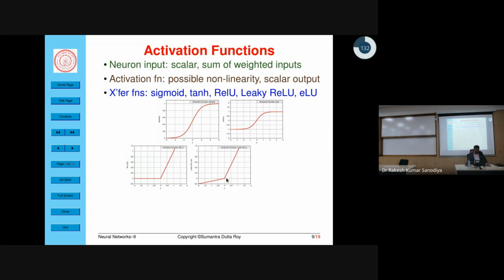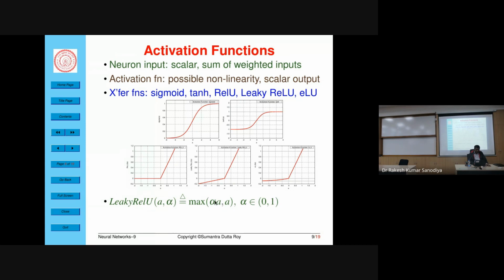This is what is called leaky ReLU. That is, if the input is negative, don't take the output to be 0, but take it with a slight slope. This is the definition: max of alpha a comma a, where alpha lies between 0 and 1. And this is what is called the ELU. I'll possibly close this session with a little video.